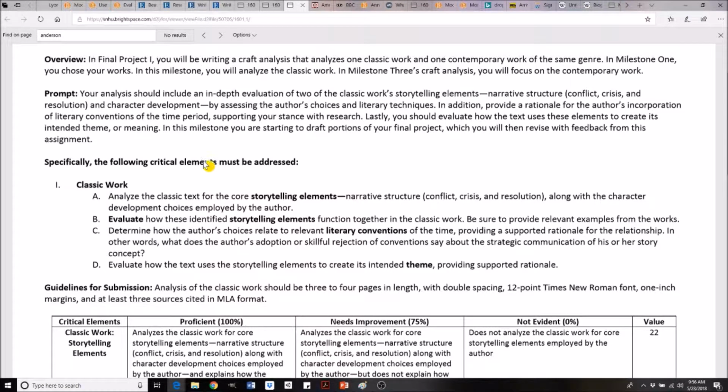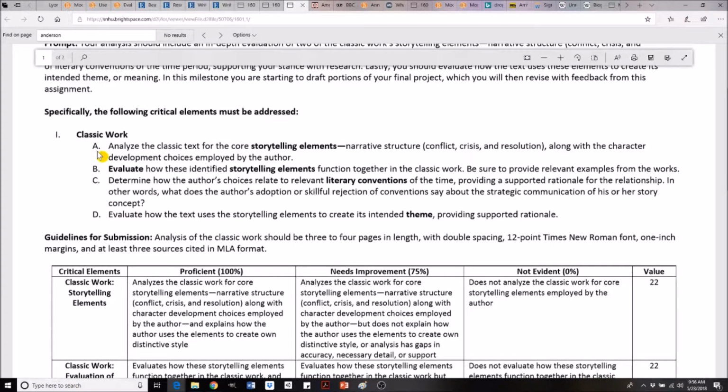And please feel free to use any resources you would like about your classic work. Especially when we get to literary conventions, it'll be okay to use outside resources as long as you cite them in MLA format in order to help build your analysis. That's perfectly fine. So let's start here with A, where it's asking for the storytelling elements.